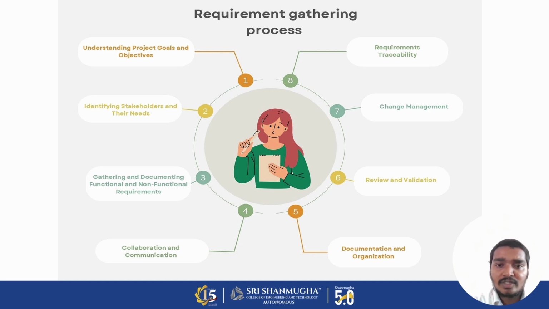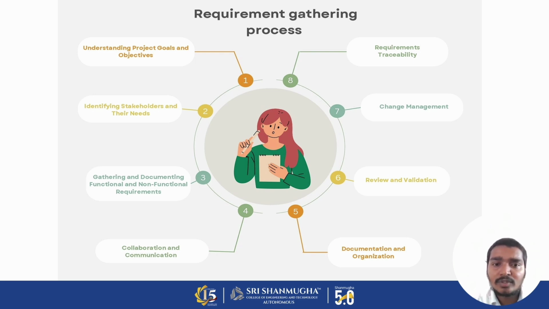So now the requirement gathering process. First, understanding the project goals and objectives. Next, identifying stakeholders and their needs. Third, gathering and documenting functional and non-functional requirements, along with collaboration and communication, documentation and organization, review and validation, change management, and requirement traceability. They play major roles in the software development process.